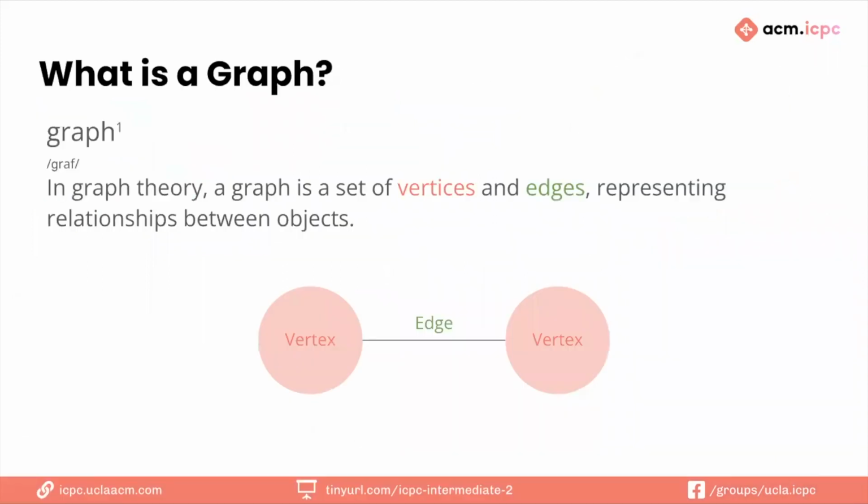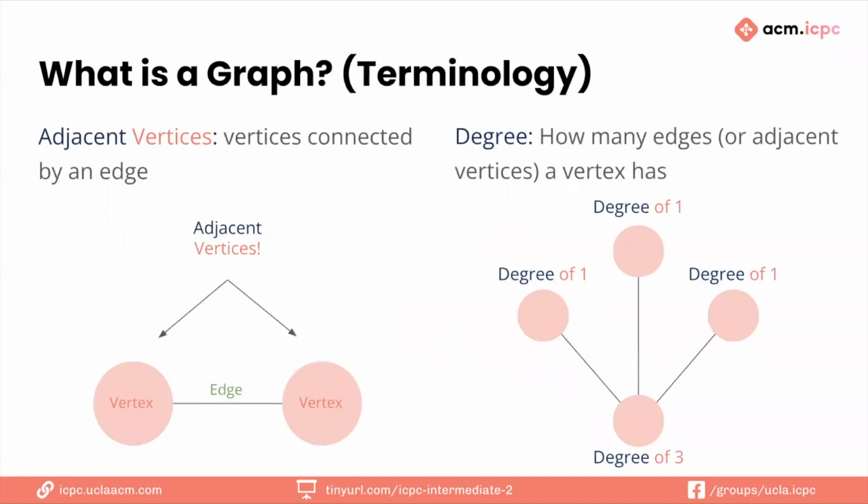I'll click through these slides pretty fast, but feel free to stop me anytime if you have any questions or concerns. So what is a graph? Well, it's a set of vertices and edges that represent relationships between those objects. If two vertices are connected by an edge, we call them adjacent, and each vertex can have a degree, which means the number of adjacent vertices that it has.